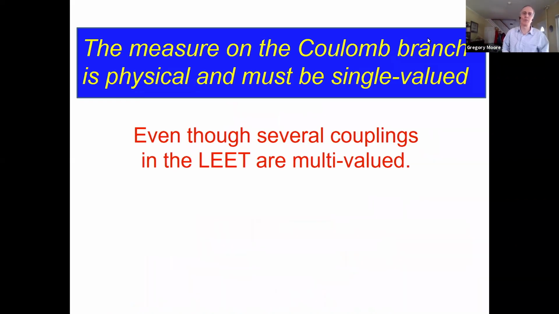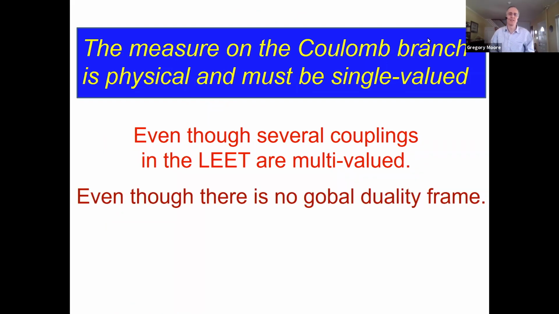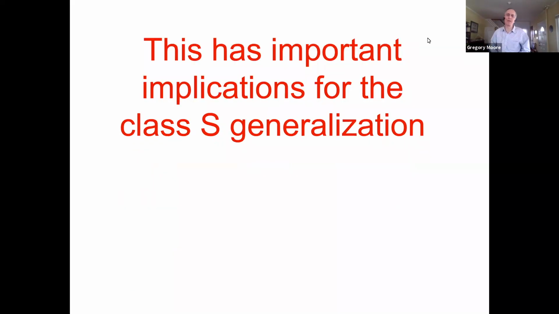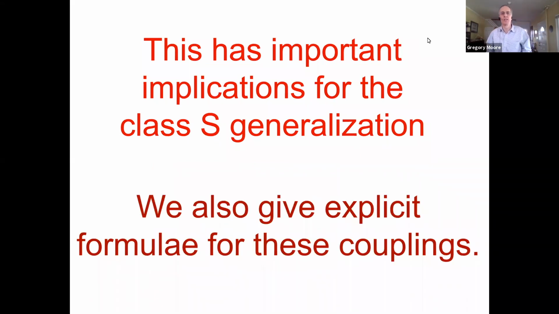And this is highly non-trivial because several of the couplings in the low energy effective theory are multi-valued. In fact, there's not even a global duality frame. There's not even a global notion of what is the photon. So it turns out that with holomorphic couplings, there's no single valued measure. So it's a kind of anomaly. I don't know how to phrase it in terms of the standard theory of anomalies, but to me, it's a kind of anomaly. As I'll explain later, this has important implications for the class S generalization of these results. And by the way, we also give very explicit formulae for these couplings, which are non-trivial.